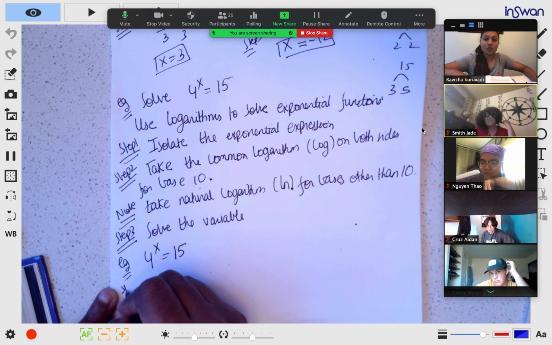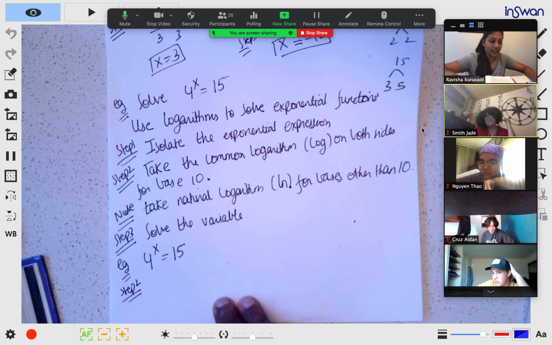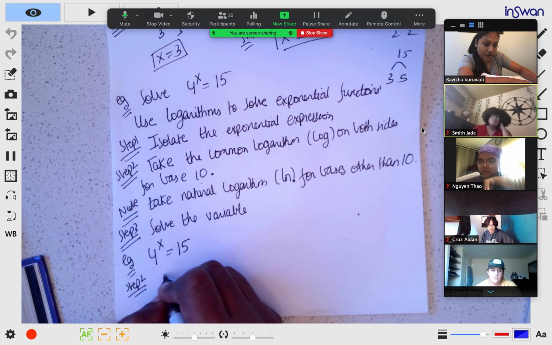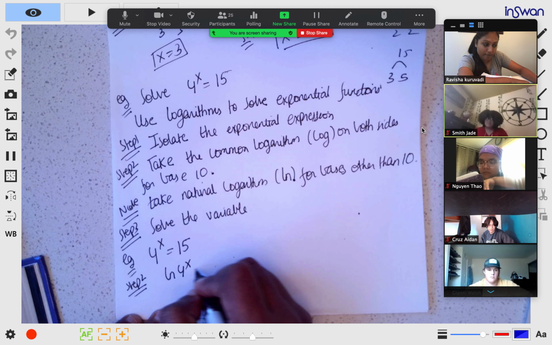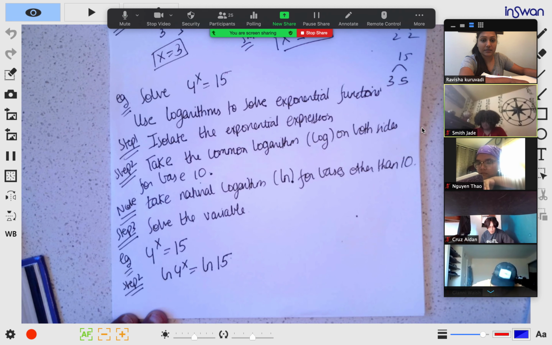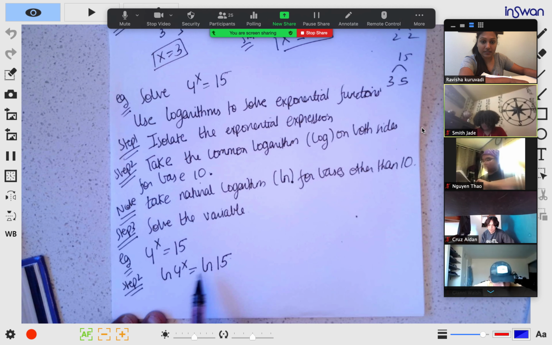Do I see 10 in the question? I don't see the number 10 here. I see 4 and 15. When you don't see 10, you will always take ln on both sides. So it becomes ln 4^x is equal to ln 15. If you see 10 here, you're going to take log, but otherwise you will always take ln on both sides.